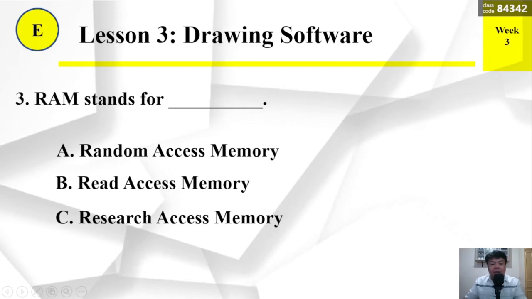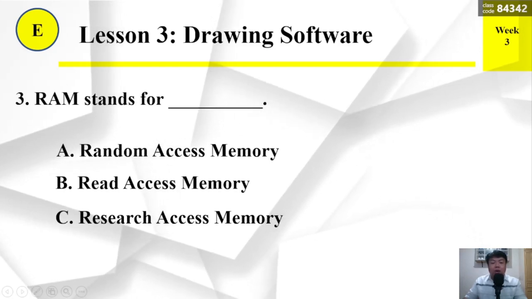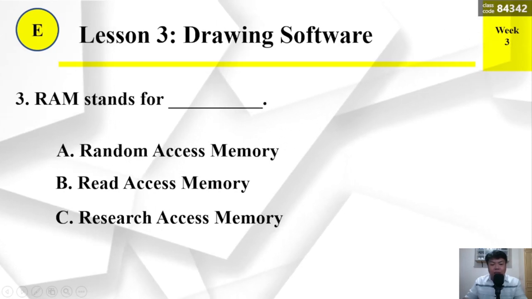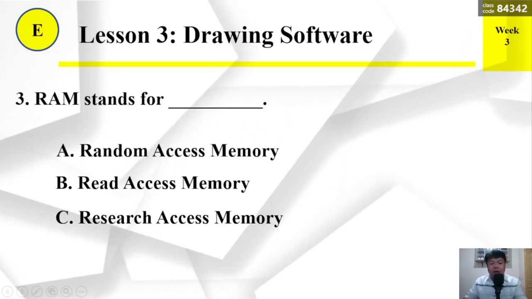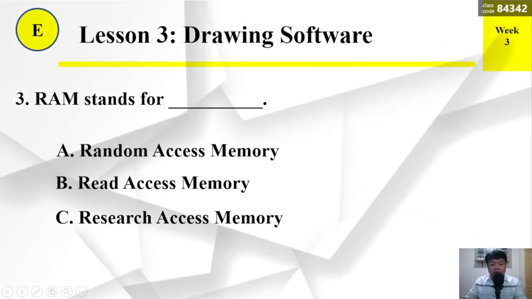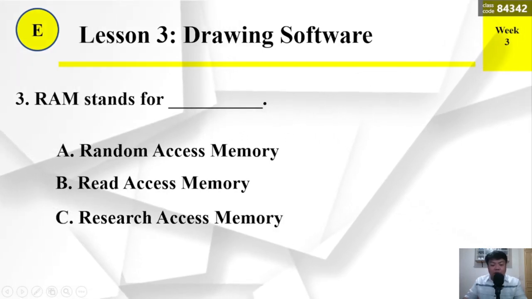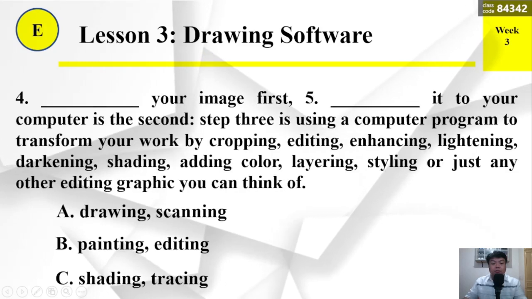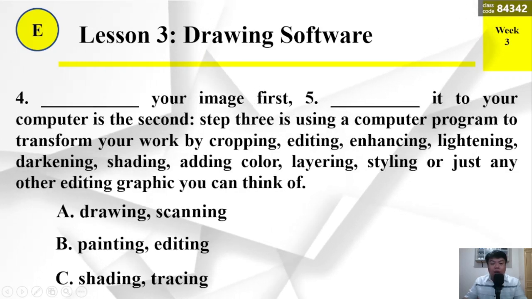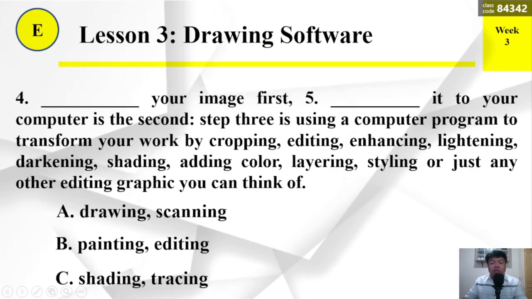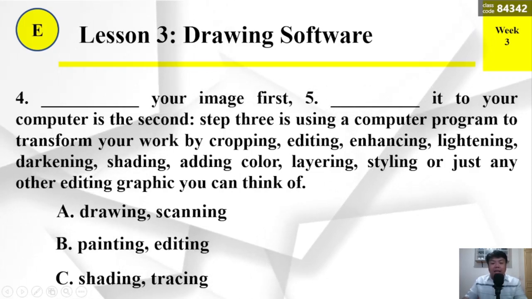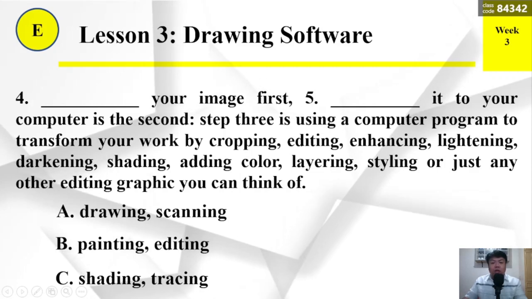Number 3. RAM stands for blank. A. Random access memory. B. Read access memory. Or C. Research access memory. 4. Blank your image first. 5. Blank it to your computer is the second.